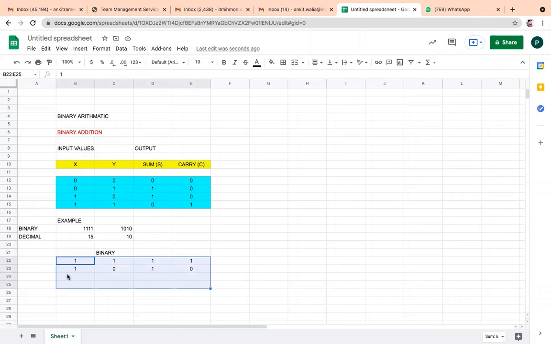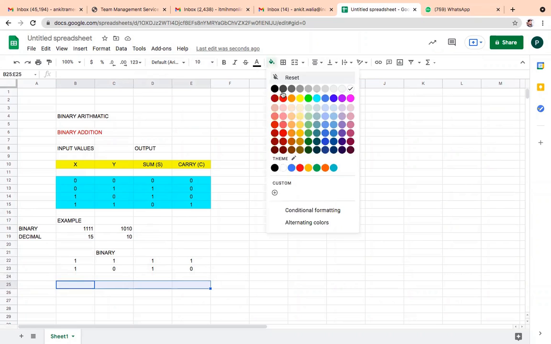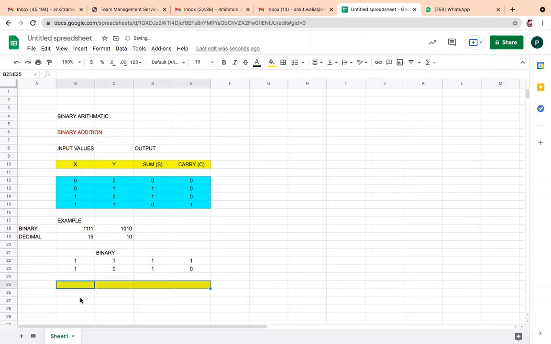Okay. So now guys, if we are adding these numbers, first of all, we need to apply the rules which we have mentioned earlier. Starting from this 1 plus 0, that is 1. Then 1 plus 1 is 0 and carry 1, make sure. So the carry would be 1, definitely.